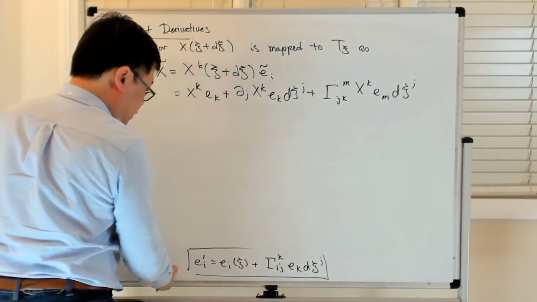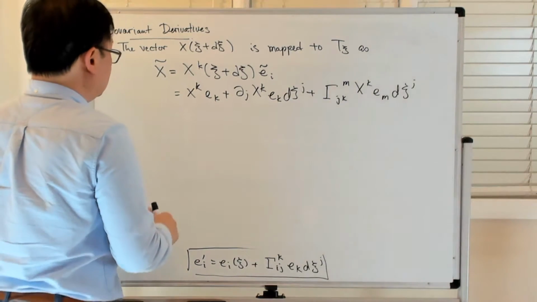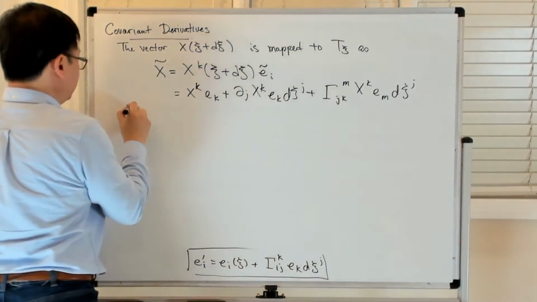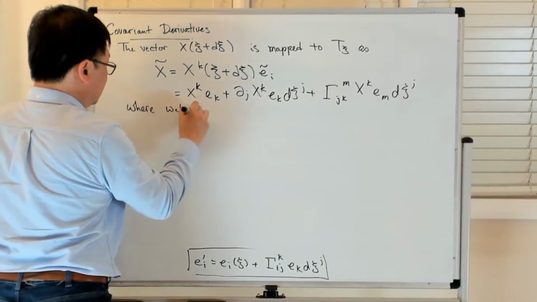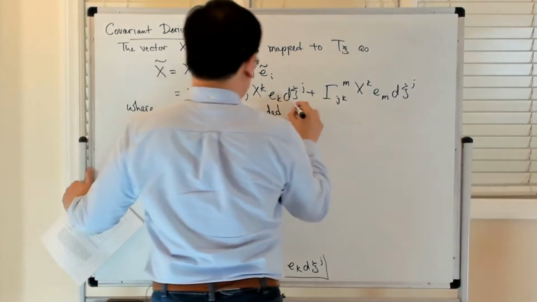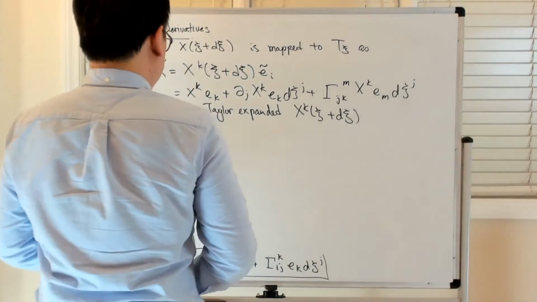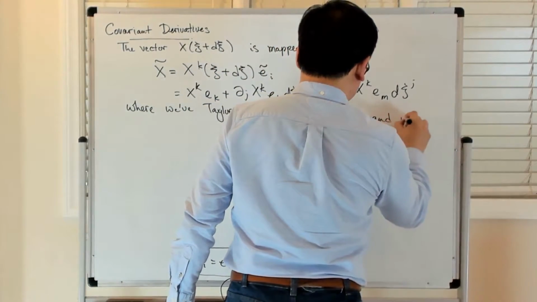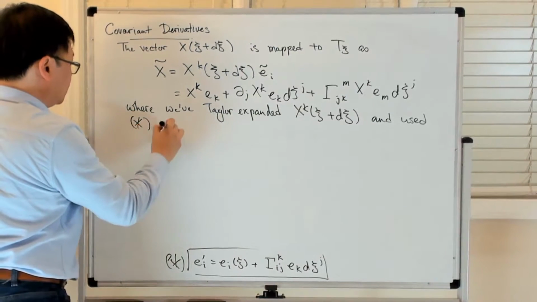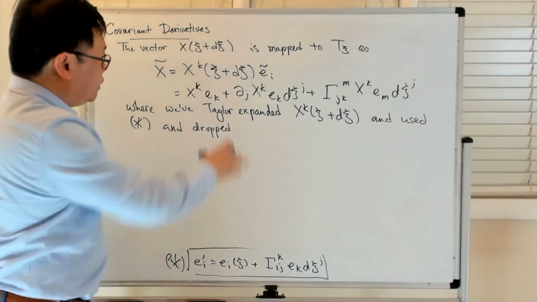So I'm just going to leave this coordinate change expression here. What's happening here is that I used a Taylor expansion of this term, where we've Taylor expanded x^k and used this equation, and dropped the higher order terms. We're only looking at the linear terms.